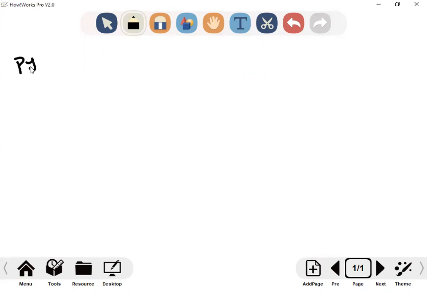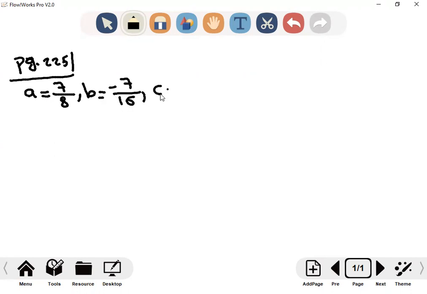We are on page 225. They gave me A 7/8, B negative 7/16, C 0.8, and D 1/4, right? Question 1 is A over B minus C plus D.